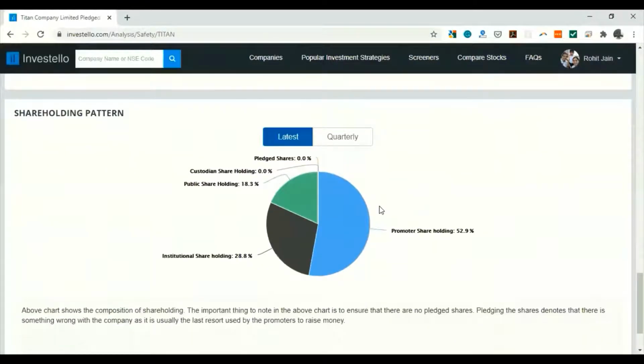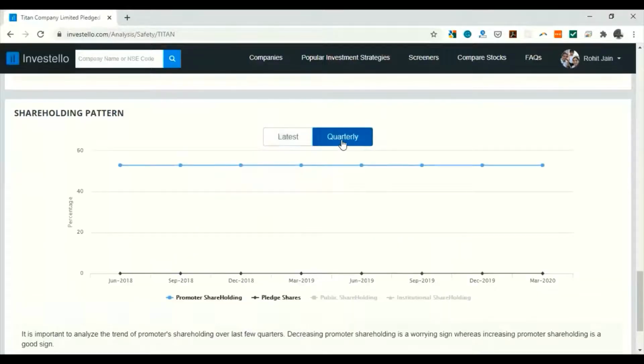Now we are looking at the shareholding pattern. This is the latest shareholding pattern. So promoters hold more than 52% of the company. Institutions hold about 28.8% of the company. So more than 80% of the company is held by promoters and institutional shareholders, and 18% of the company is held by public.